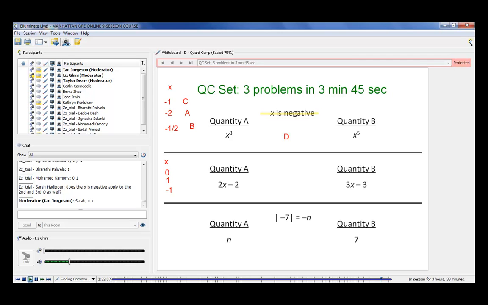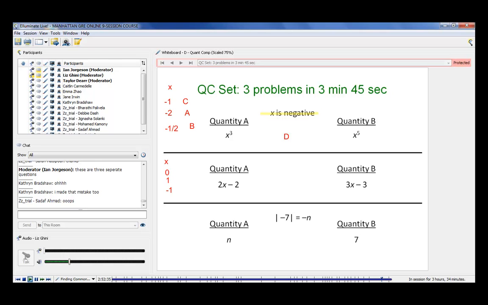Sarah, no, it doesn't. This is only specifically to this problem. These are 3 different questions. So if you need to change your answer, that's fine. Yeah, if they give you given information, it only applies to one problem. Each problem is self-contained. On the test, you would only see one problem at a time.